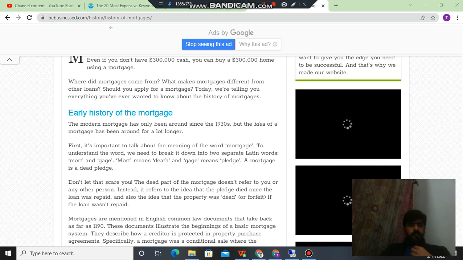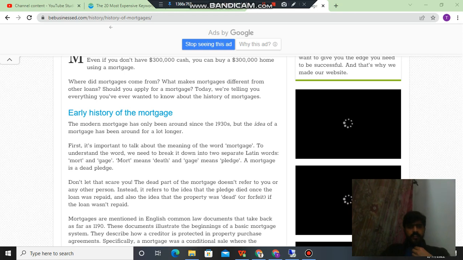Early history of the mortgage. The modern mortgage has only been around since the 1930s, but the idea of a mortgage has been around for a lot longer. First, it's important to talk about the meaning of the word mortgage. To understand the word, we need to break it down into two separate Latin words, mort and gage. Mort means death and gage means pledge. A mortgage is a death pledge.